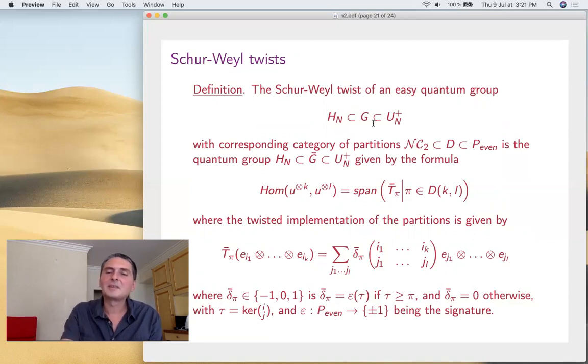So the idea is that I take an arbitrary easy quantum group, but actually I have to assume that it contains Hn. Normally the easy quantum groups contain Sn, but I must assume this because I want the category of partitions to have even blocks everywhere, because I want a signature, and the signature is only defined on partitions with even blocks.